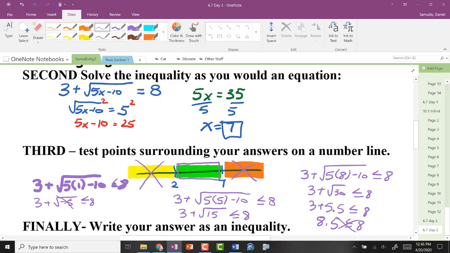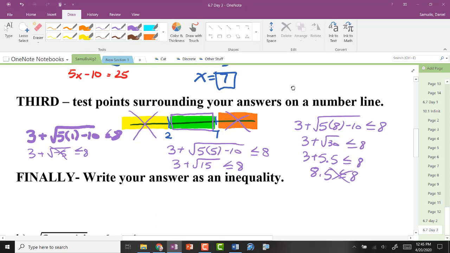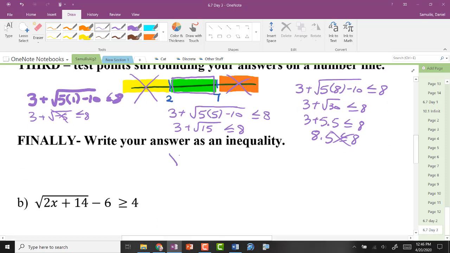So what that tells me is that the only numbers that will work in that inequality, that first of all allow for us to have positive numbers, but then also overall being less than or equal to 8, are going to fall between 2 and 7. So we're going to write it as an inequality. What that means is that the x has to be greater than or equal to 2, but then less than or equal to 7. And that's our answer. So that's the final answer for that.